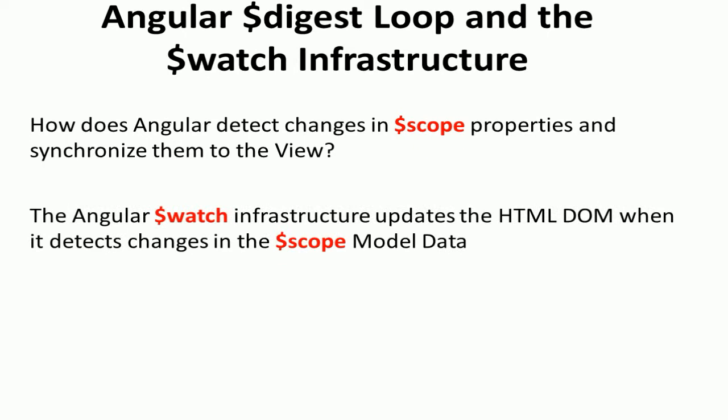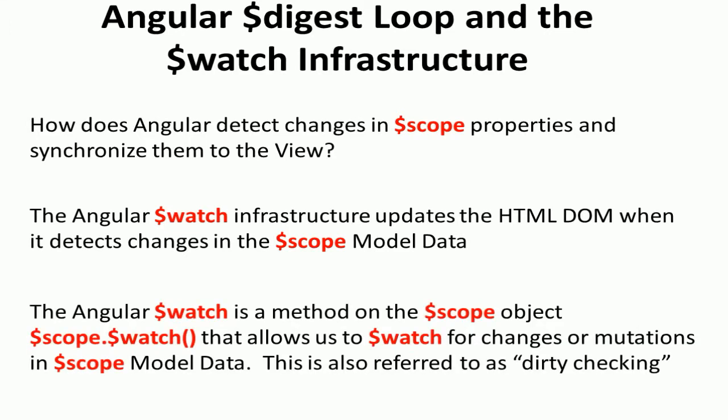The Angular watch infrastructure enables the HTML DOM to be updated when model data changes. There is an Angular method called $watch that is carried on the scope object, and this watch method is responsible for detecting changes or mutations to the scope model data in a process also known as dirty checking.